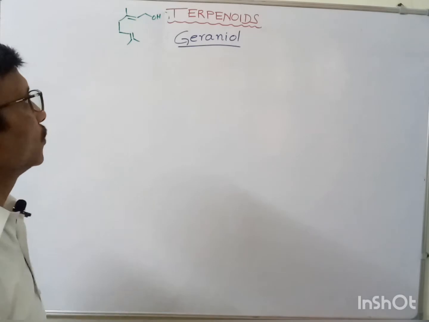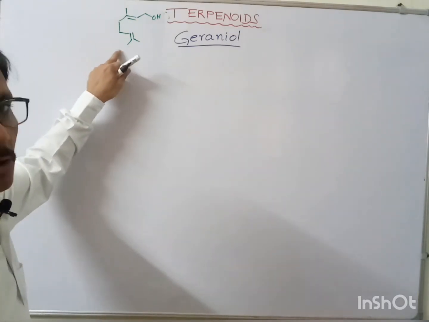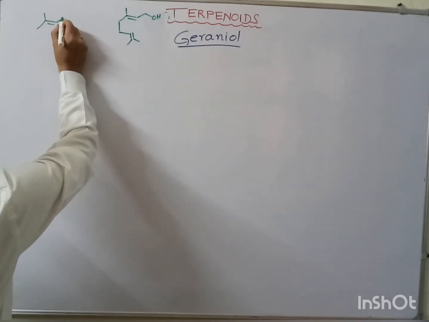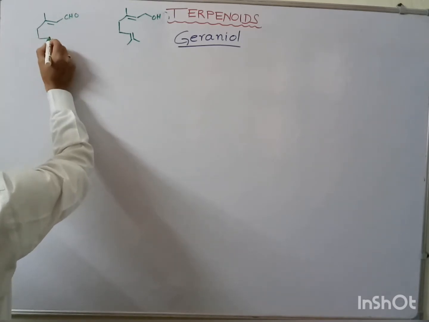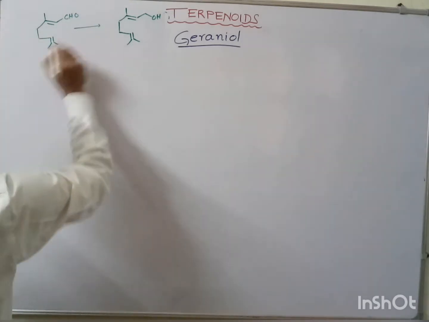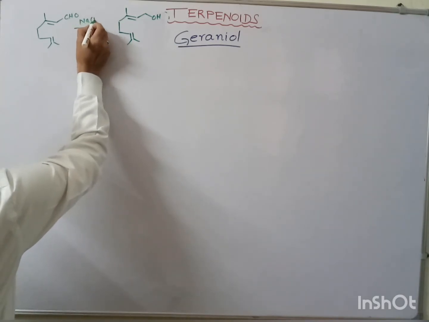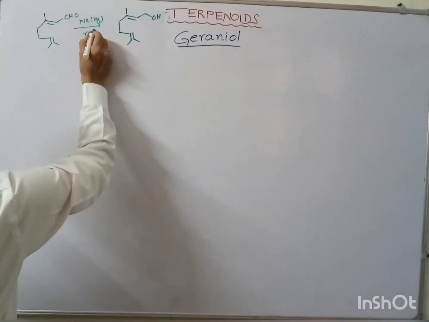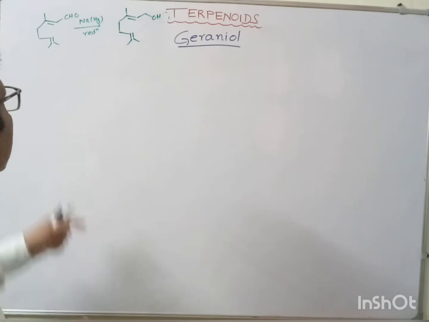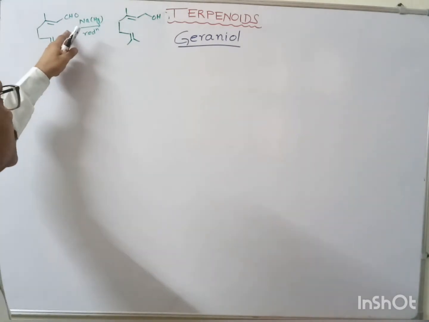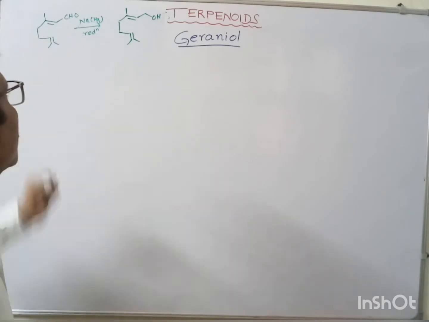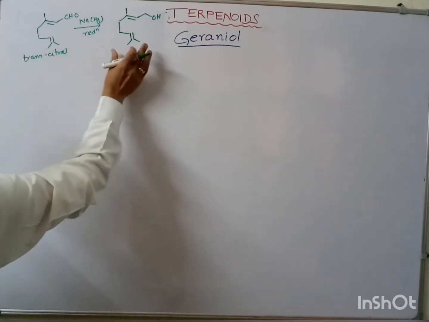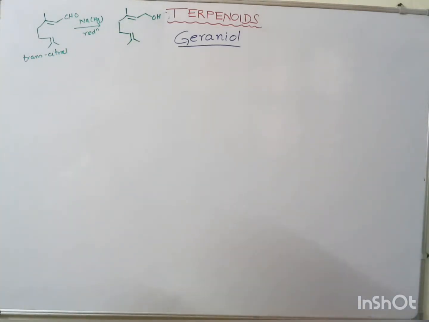Okay, in my previous lecture I told you how this can be obtained. This can be obtained by the reduction of citral. So this was the citral, and if we reduce it in the presence of sodium amalgam, then we can get this geraniol. One thing we should keep in mind is that this citral is a trans citral, not the cis one, and this geraniol is also the trans one.